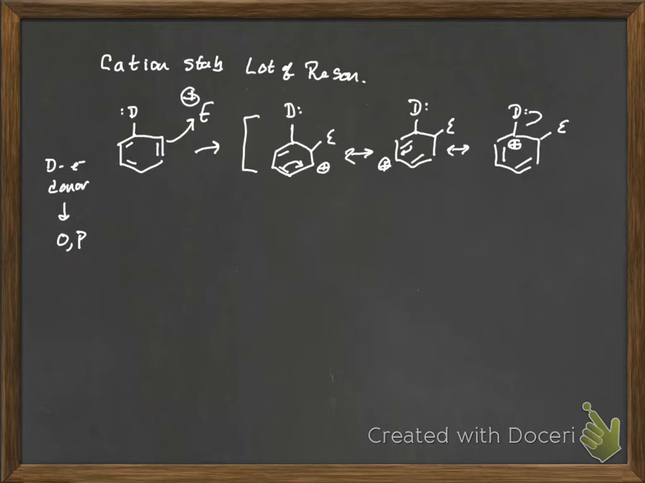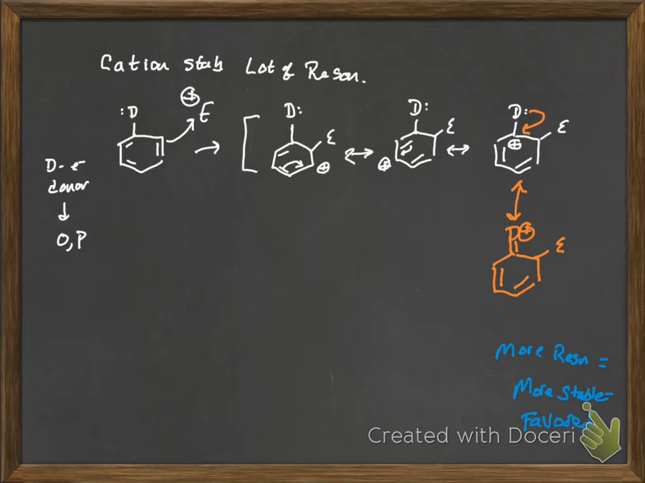That cation has another resonance form. In fact, that's so important, I'm going to draw it in a different color. Another resonance form that looks like this. And rule of stability, more resonance forms means more stable, means favored.